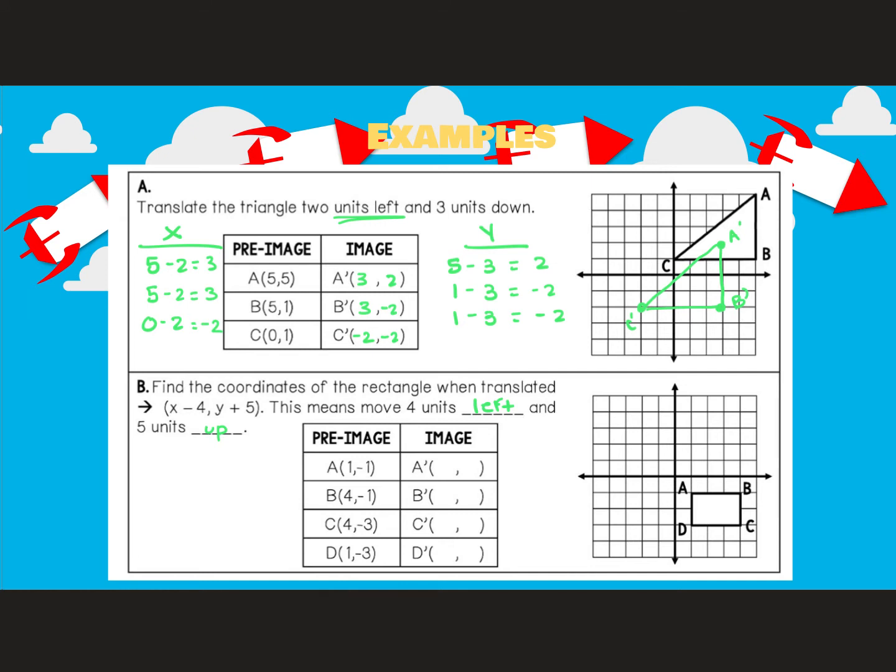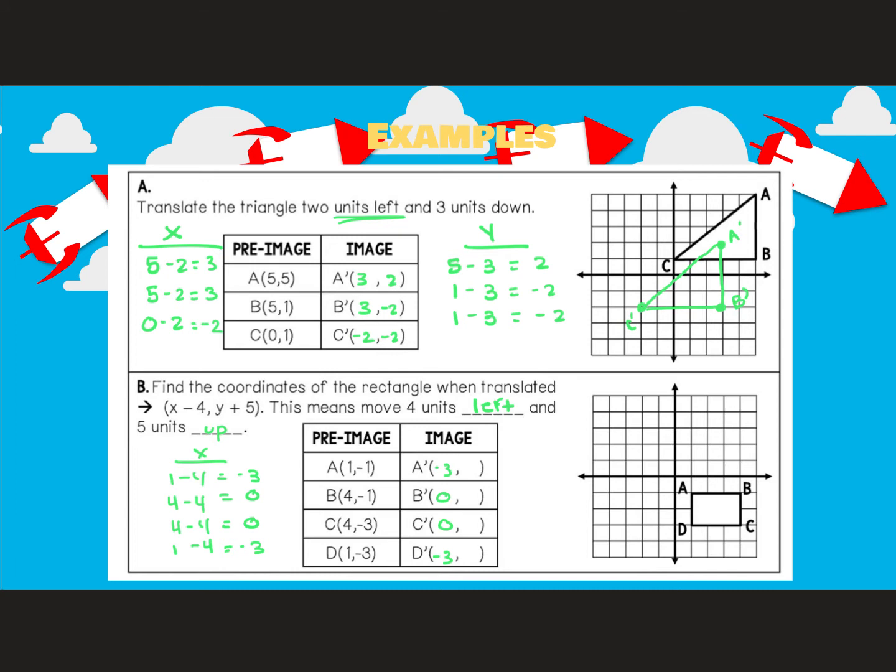So I want you to pause the video and try this one on your own. All right, let's take a look at it. We are subtracting 4 from each of our x terms, because we're moving it to the left. So we have 1 minus 4, 4 minus 4, 4 minus 4, and 1 minus 4, which gives us -3, 0, 0, -3. So our new x values are -3, 0, 0, -3.